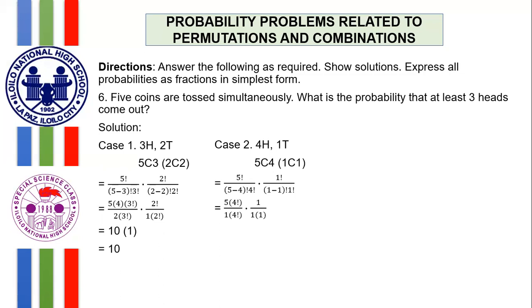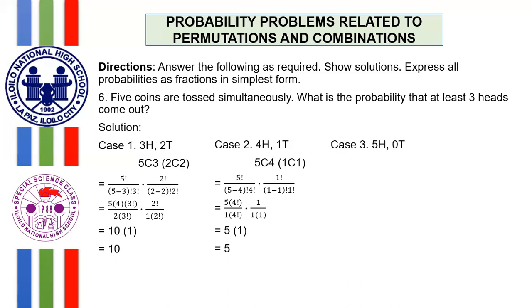The 5 factorial could be expressed as 5 times 4 factorial, with the intention to cancel this. And 5 minus 4 is 1, and 1 factorial is just 1. So this becomes 5 here, and this becomes 1. So that's 5 times 1 or 5. So there are 5 possible outcomes for exactly 4 heads to come out.